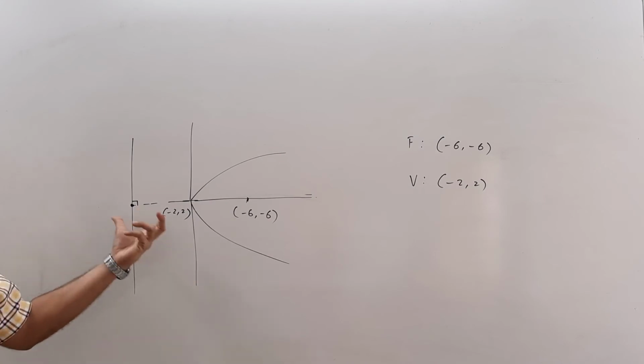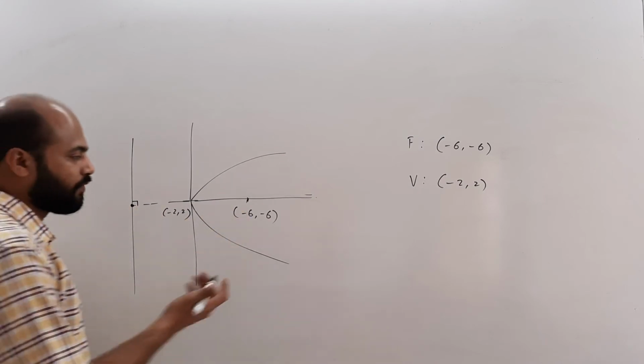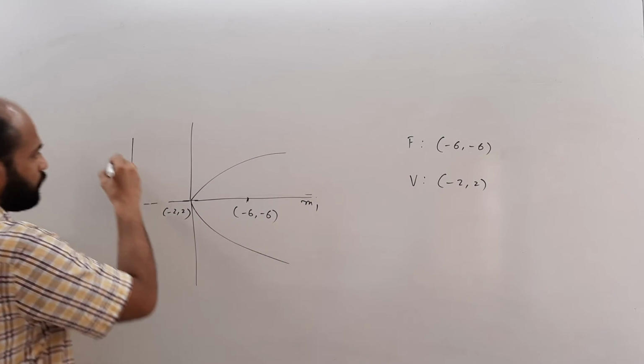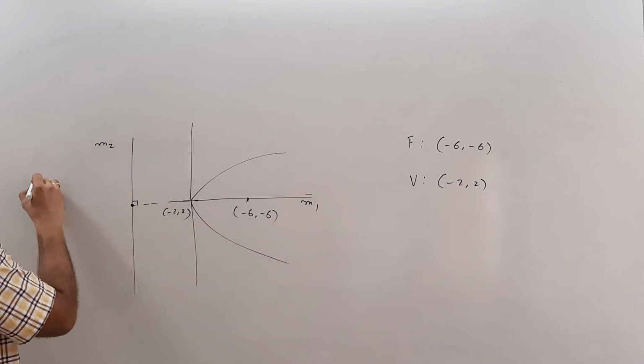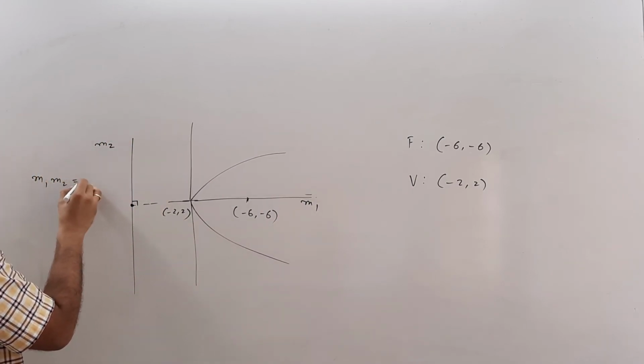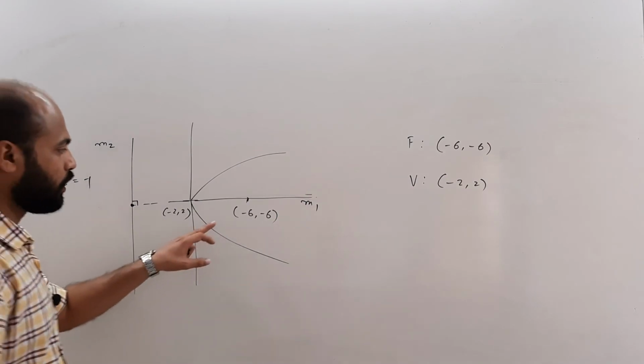So now we have to find the slope of this line. If we find the slope of this line as m1, and the slope of this line is going to be m2, then we can write that the product of the slopes m1 m2 is minus 1. So let's find the slope of this.